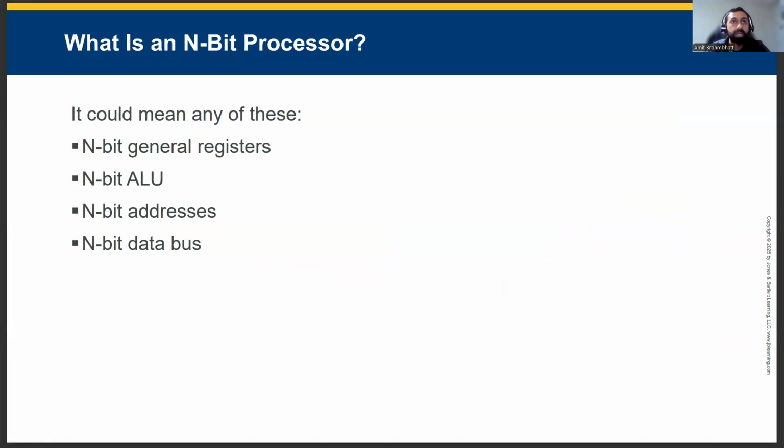What's an n-bit processor? Short answer, it can refer to several things. N might be the size of general purpose registers, the ALU's width, the address size, or the data bus width. Many are 64-bit in all these ways, but not always. Peripherals might use a narrower path.